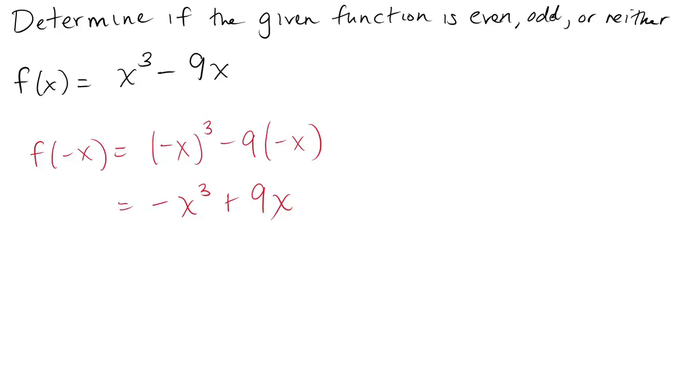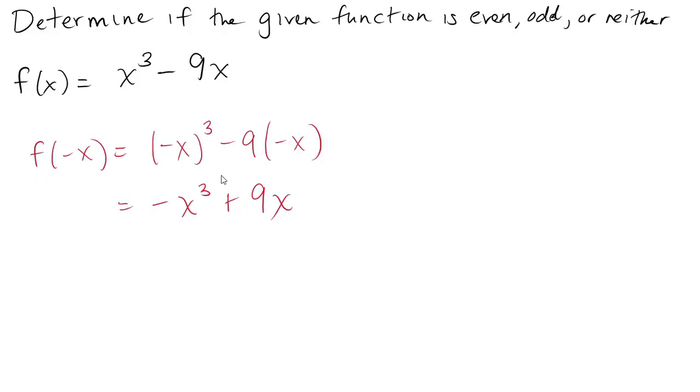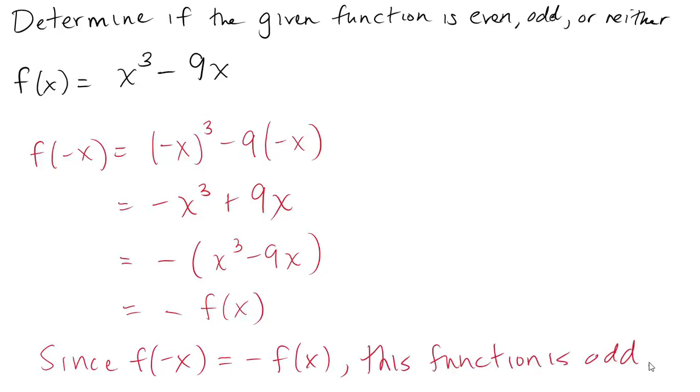How do I determine if it's odd? It's if f of the opposite of x equals the opposite of f of x. Now, one way to interpret that is multiply the original function by negative 1 and see if it gives you your result from evaluating f of the opposite of x. I actually choose to do this a different way. I factor a negative 1 out of this expression, and I see what that gives me. So if I factor a negative 1 out, that gives me x cubed minus 9x. Hey, that's the original function. This is the opposite of the function that we started with. Since f of the opposite of x is equal to the opposite of f of x, this function is odd.